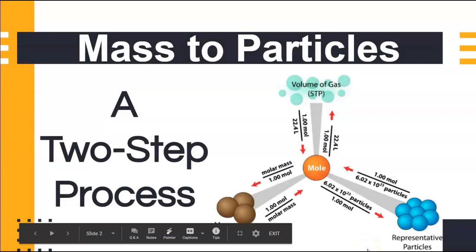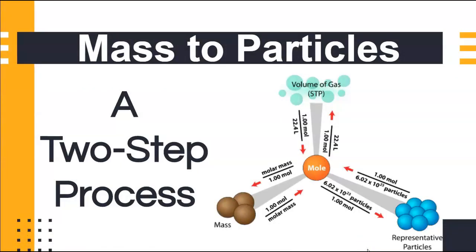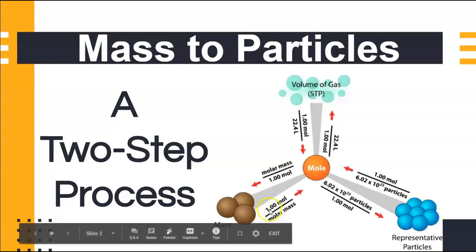All right, we're still looking at the same triangle that we looked at before. The mole is the central unit, so if I want to convert from mass to atoms, or atoms to mass, I have to go through the mole. There is no direct line from an atom particle to the mass. The only way to get there is to go to the mole and then back out of the mole.